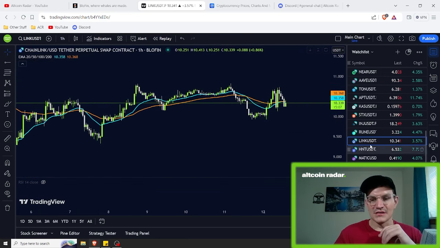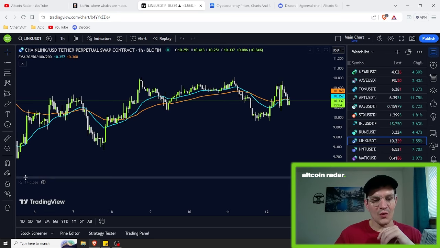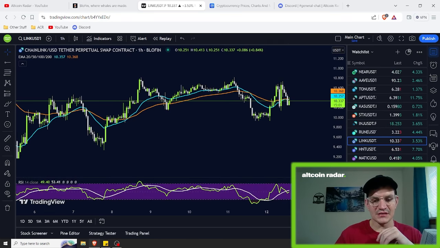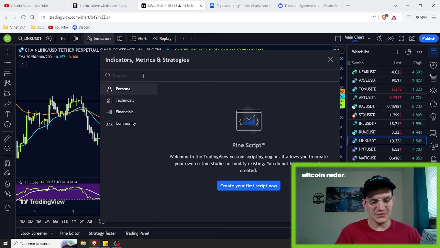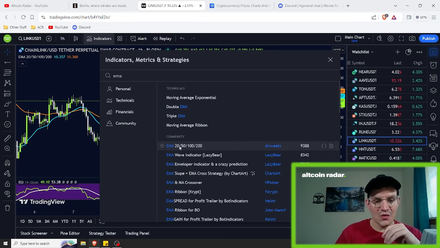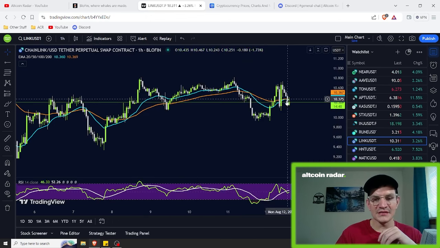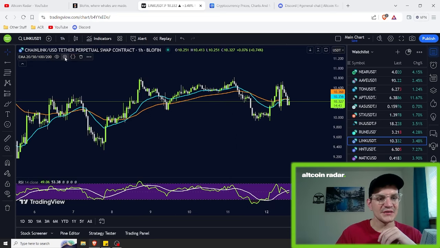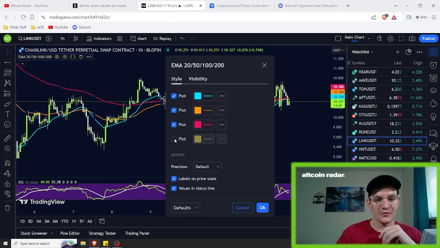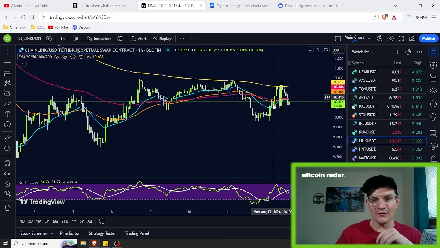All right, so we are going to go to the EMAs, and what you want to do here is go to indicators, type in EMA, and click this one. It'll be under community, and it'll be EMA 20, 50, 100, and 200. You'll click it, and it will add EMAs to your chart here. Then you'll go into settings right here, and you will have all 4 of them checked. So you will have the 20 period, the 50 period, the 100 period, and the 200 period as well. So all 4 of them will be on your chart here.